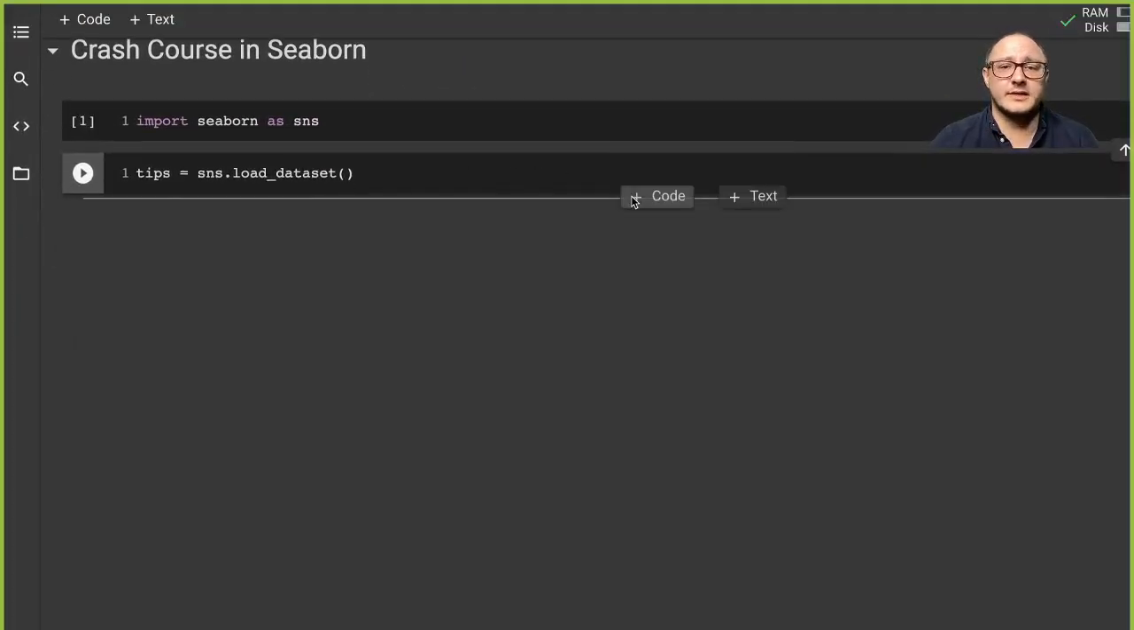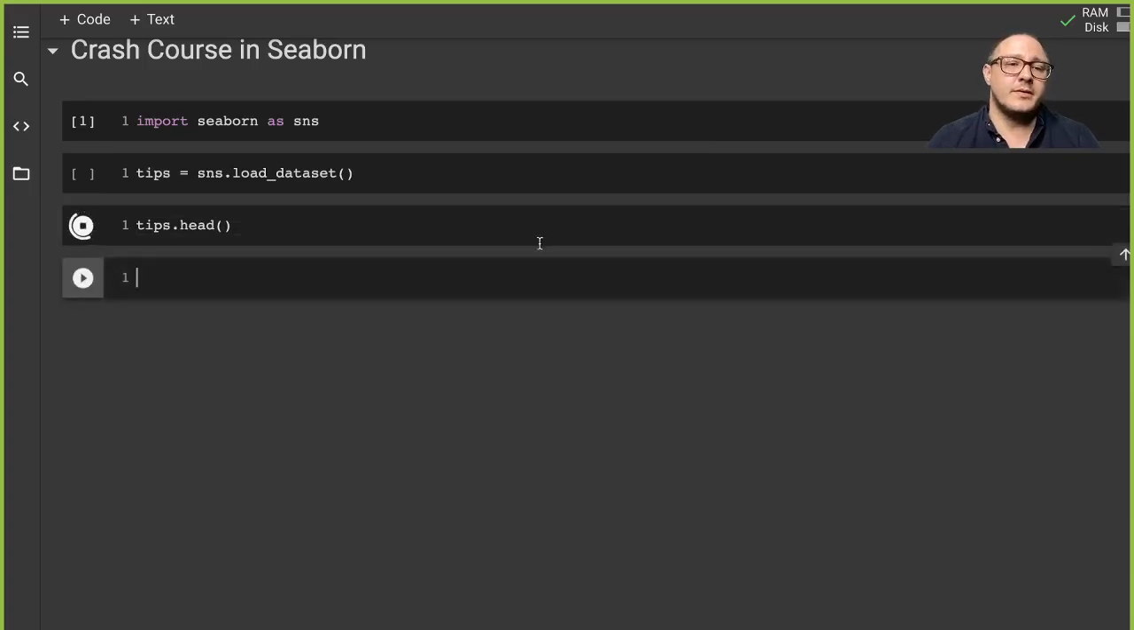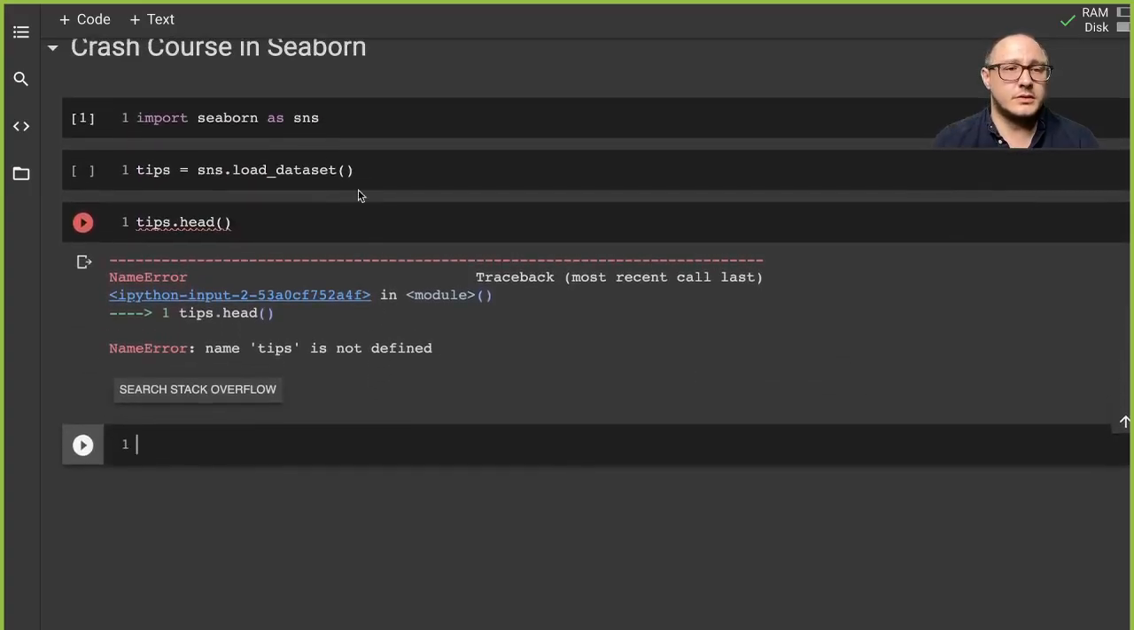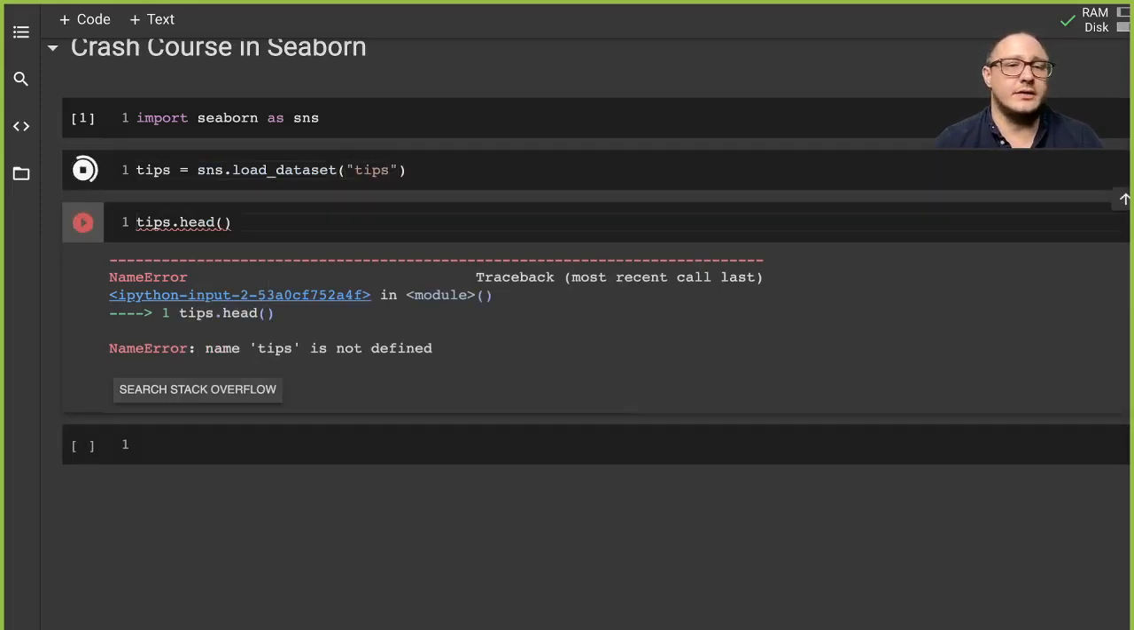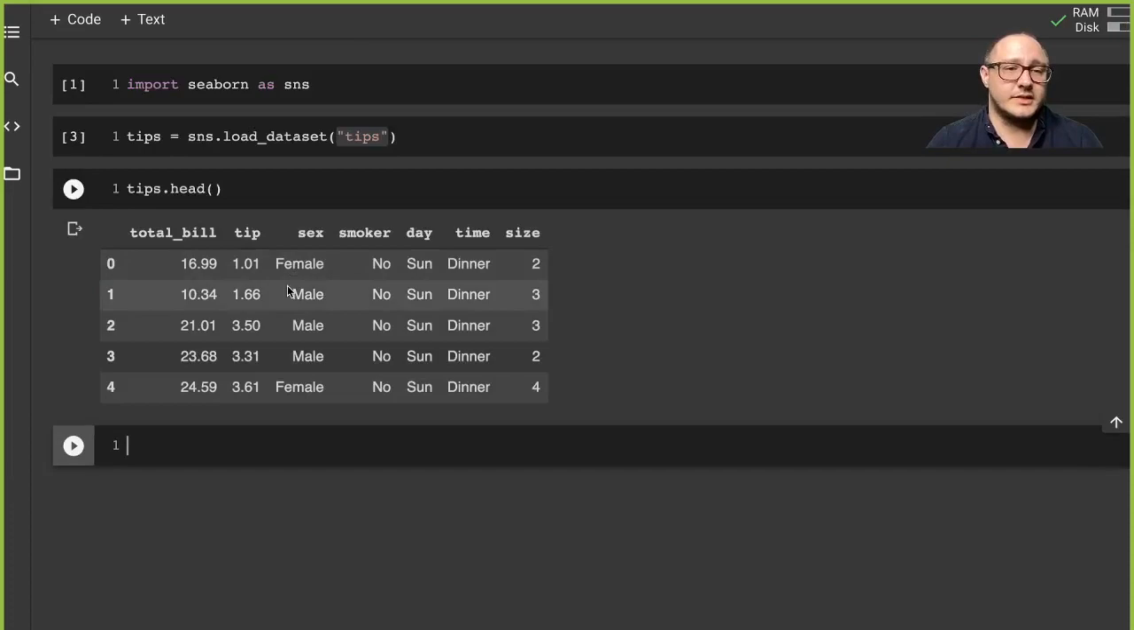Now, the next thing we want to do once we've loaded in the data set is take a look at the data set. So tips.head, and here this data set is actually, whoops, oh, it's because I didn't run that. Sorry, I got distracted. You put in a string here with whatever the name was of the data set that you want. It will load that as a pandas data frame.